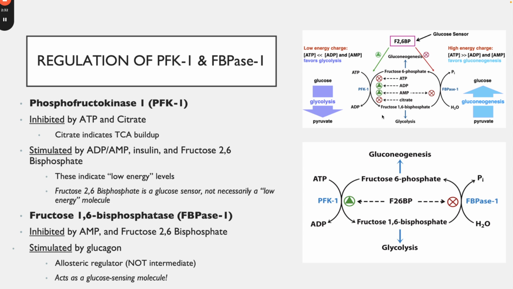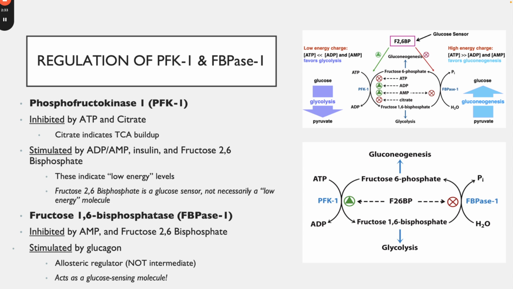Now, I want to talk about the glucose sensor. So this is separate. Don't even think of energy levels now. With the F26BP, it is only created when you have high glucose levels. If we have high glucose, there is no purpose for gluconeogenesis because we already have the high glucose. There's no need to form more. So what ends up happening is F26BP inhibits gluconeogenesis, and then it promotes glycolysis because we have high glucose, we want to use that energy. Now, let's say we have high ATP or high energy and also high glucose.